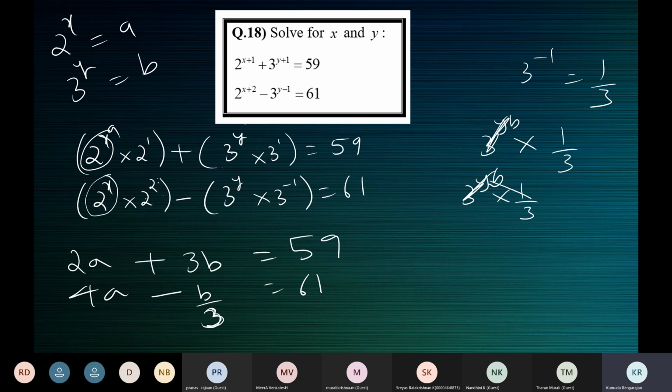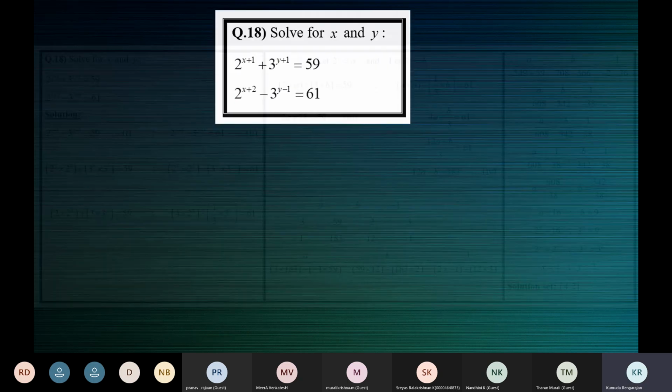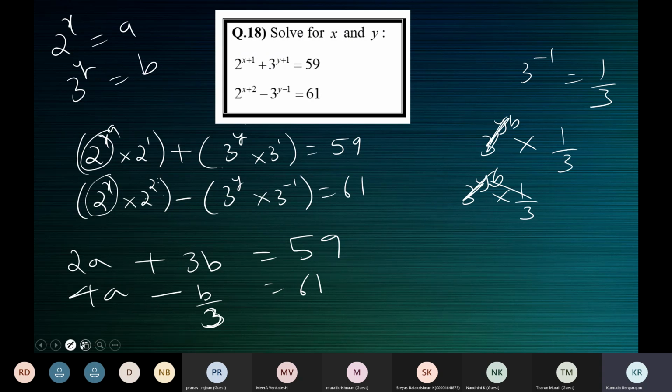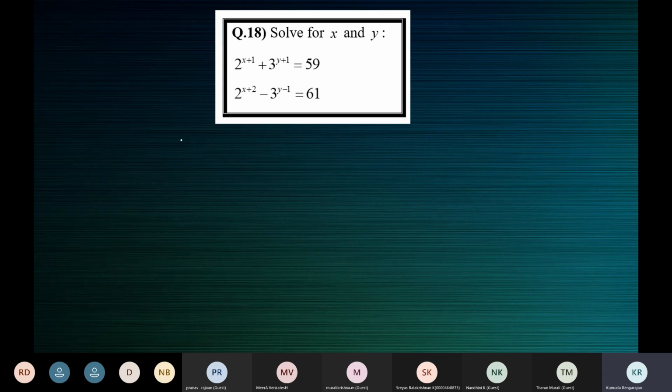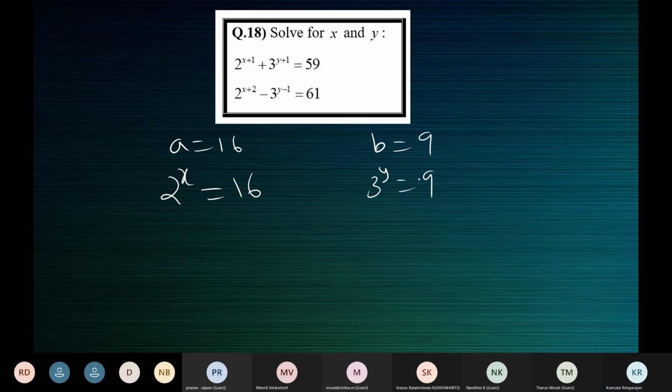Okay, I'll just check the values of a and b. On solving, you get a is 16 and b is 9. But what is a? 2 to the power of x is a, because we assumed 2 to the power of x is a. So a is 16 means 2 to the power x is 16. B is 9 means 3 to the power y is 9, because b is 3 power y.